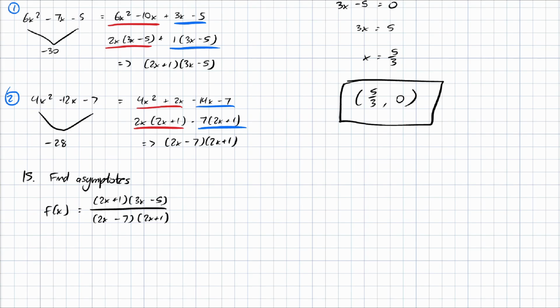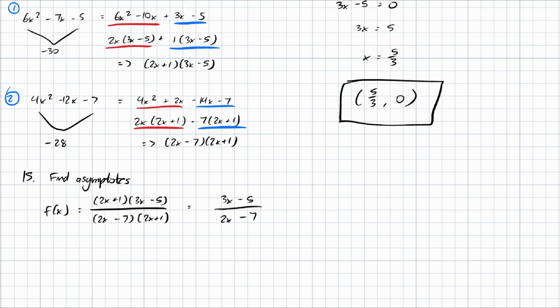Now, it only said asymptotes, right? So vertical and horizontal. That means holes do not count, which means if I can simplify this, I can. So I can write 3x minus 5 over 2x minus 7.